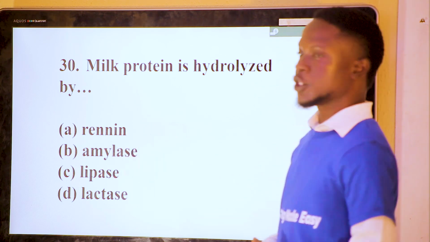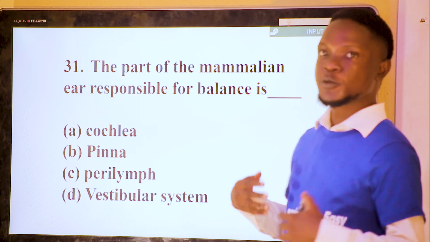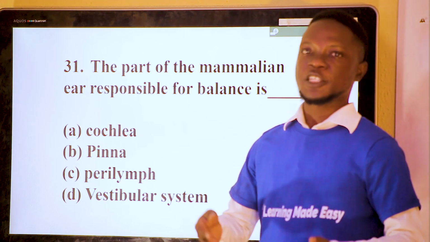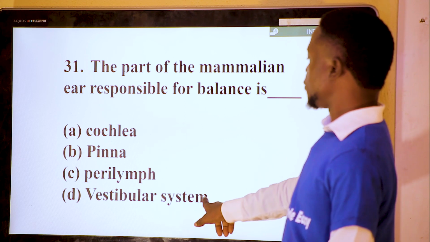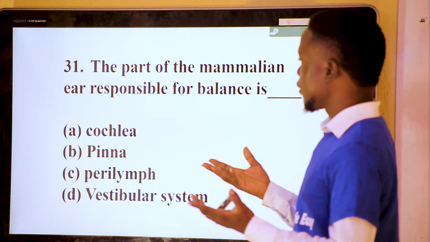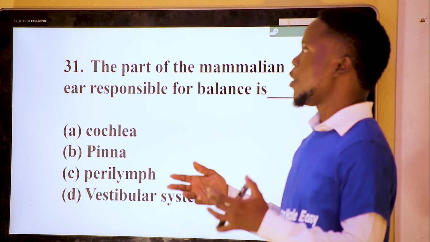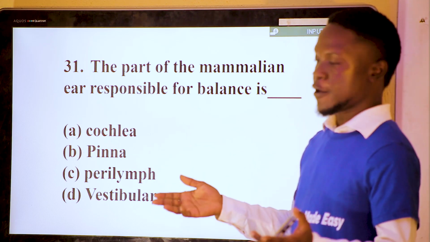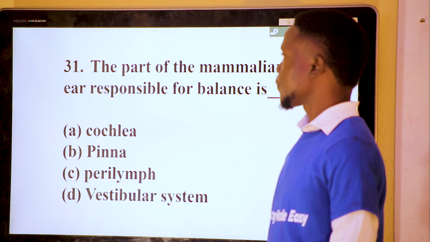Question number 31. The part of the mammalian ear responsible for balance is dash. The part of the mammalian ear responsible for balance is the vestibular system, and that is option D. The cochlea is responsible for hearing, while the pinna is the outer area of the ear. The perilymph is a fluid that lines the inner layer of the ear. So the answer to this question is D, the vestibular system.